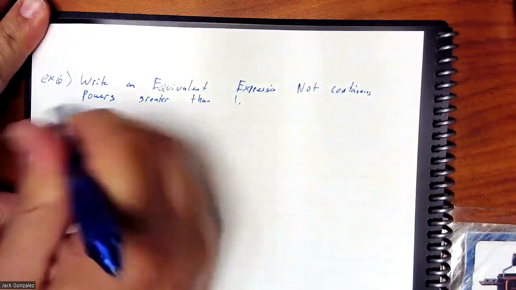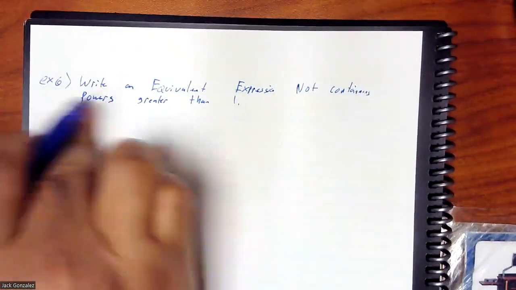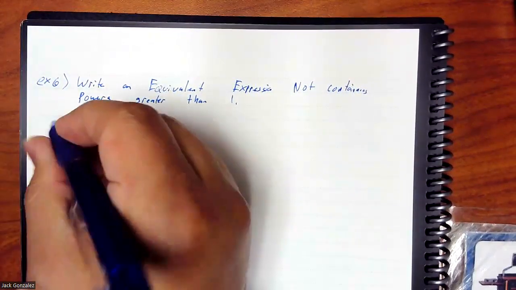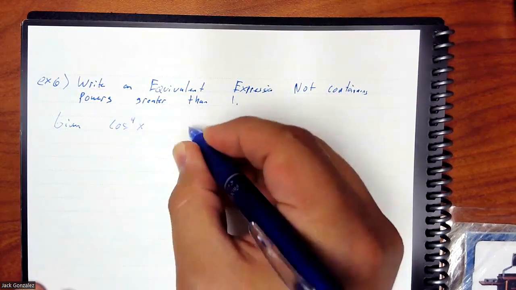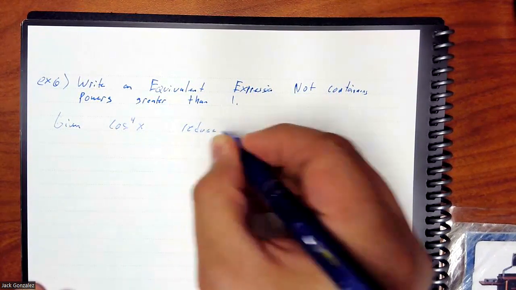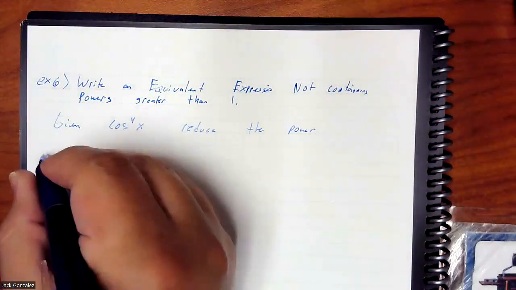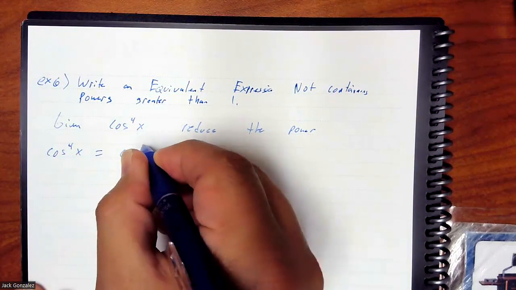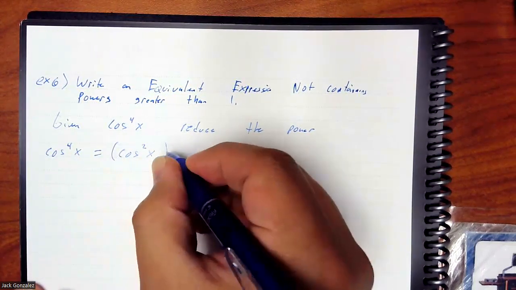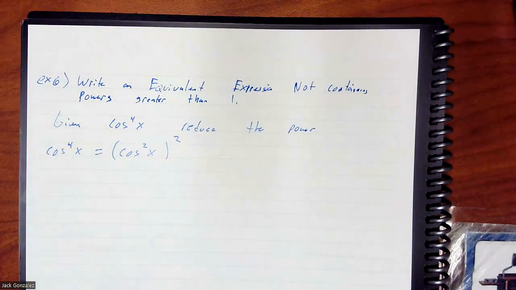Let me write this a little better. I'll write some more details. Given cosine to the 4th, reduce the power. So you agree that cosine to the 4th is equal to cosine squared x times cosine squared x, or cosine squared squared. That's the same as a 4th. Do you agree?